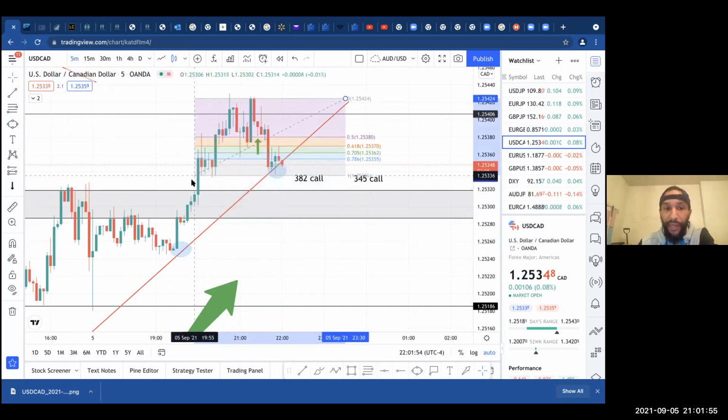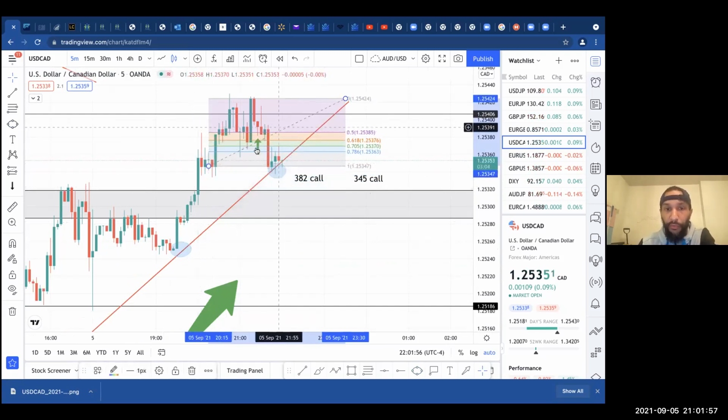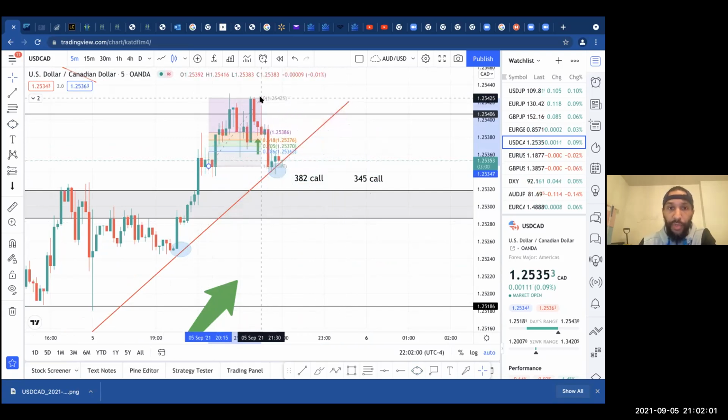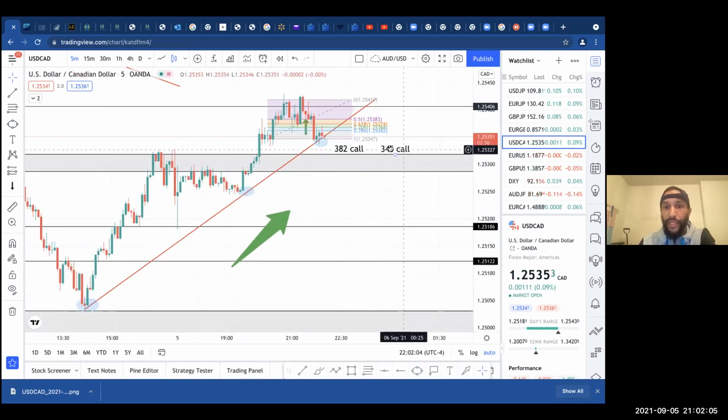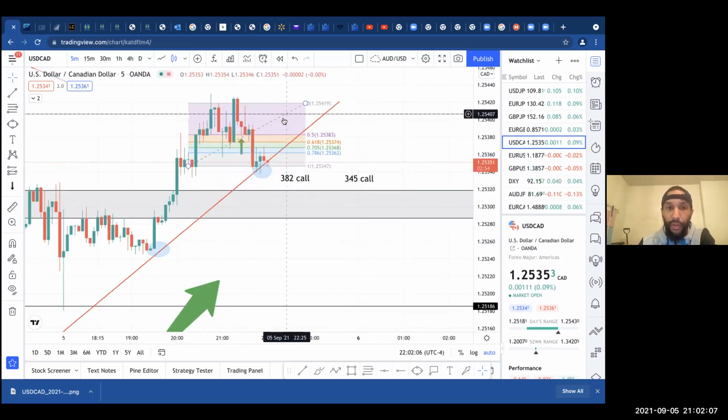I just don't like making my fib that big. So before these candles were formed, I only had about this much to work with, which was perfect for me. So that's why I took those 2 calls, and that's how I work the Fibonacci tool.